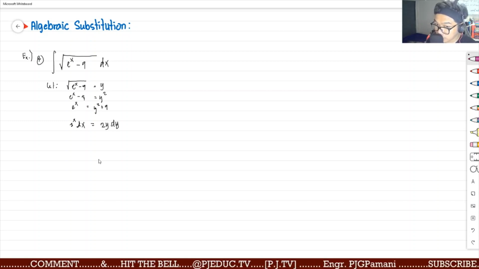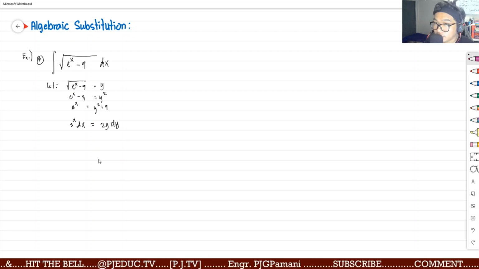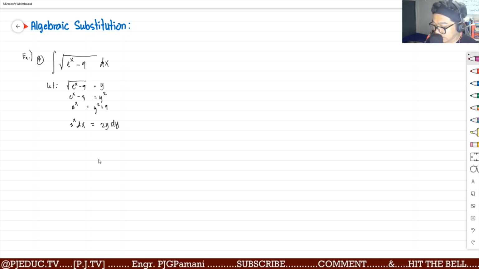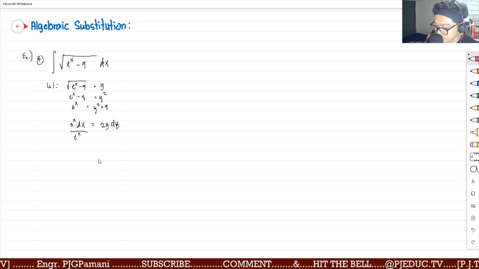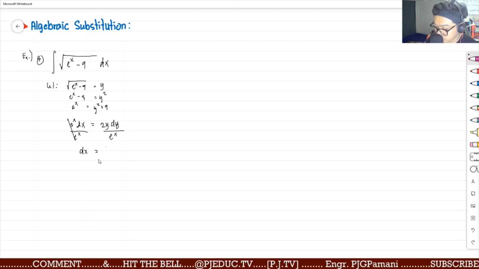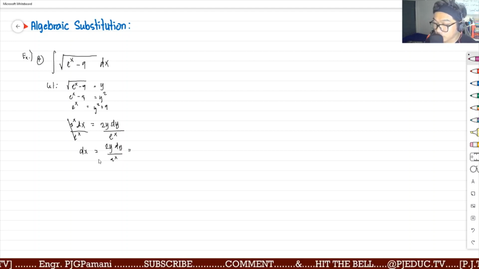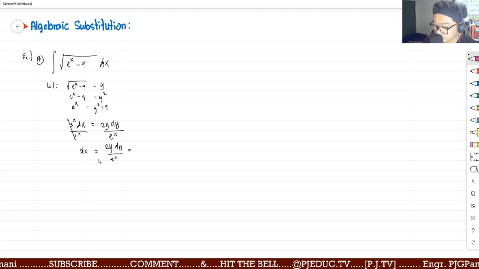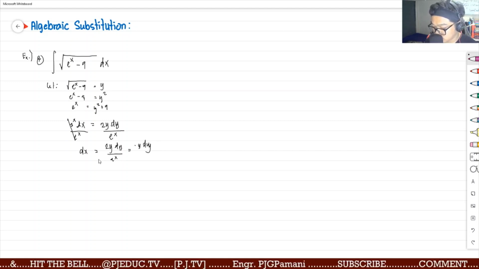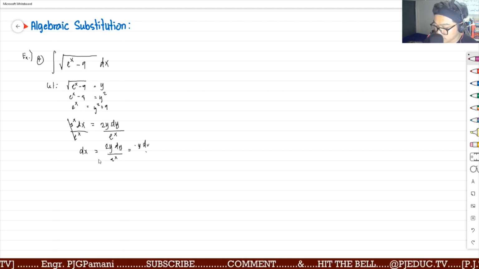Pero meron tayong e raised to x dun sa isang side. Anong gagawin natin dyan? Basically, divide lang natin both side with e raised to x para makancel siya. Such as dx now is simply equal to 2y dy over e raised to x. But take note, e raised to x is also equal to y squared plus 9. So simply 2y dy all over now to y squared plus 9.